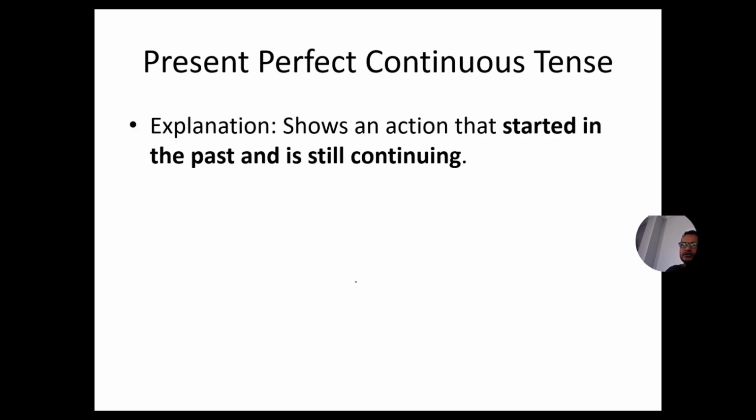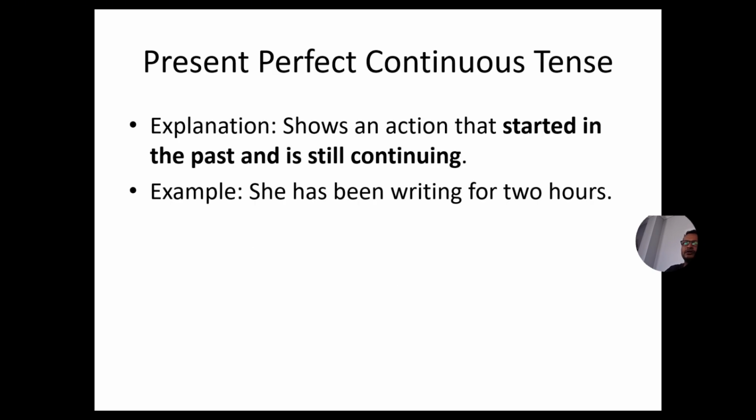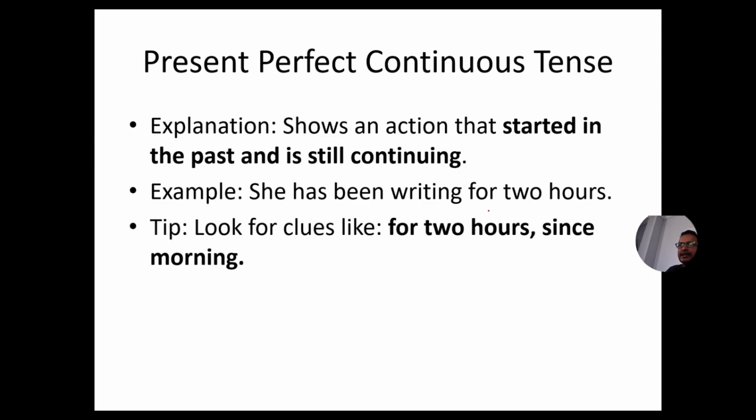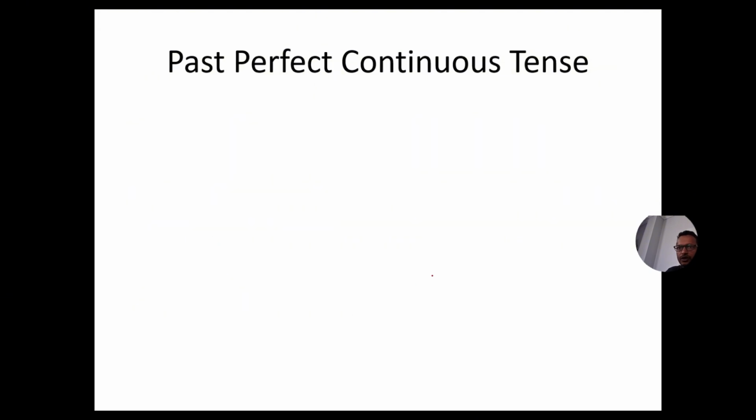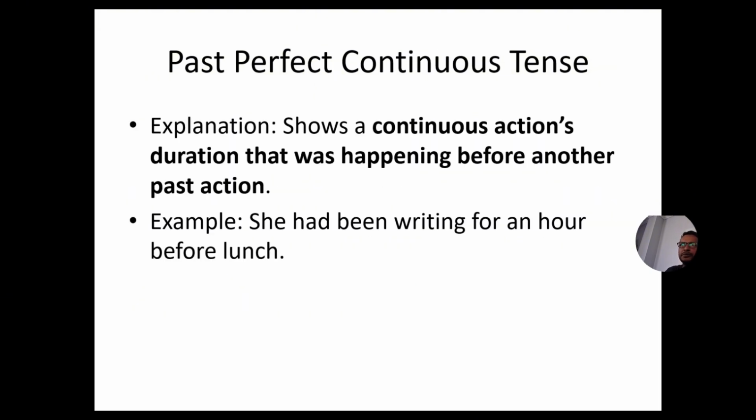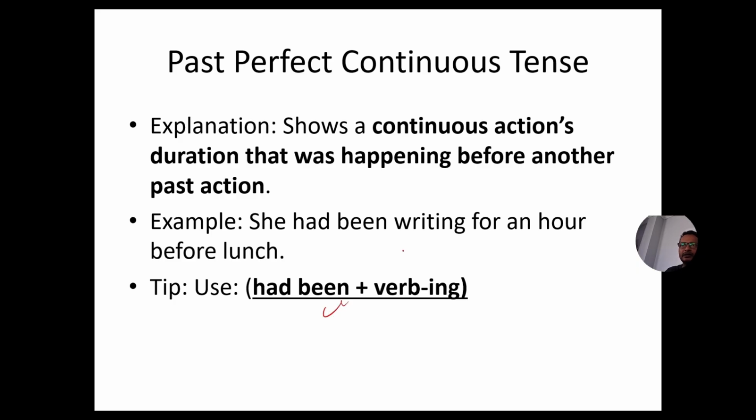Present perfect continuous tense shows an action that started in the past and is still continuing. For example, she has been writing for 2 hours. So she started writing 2 hours ago, and currently she is still writing. If you are trying to denote those kinds of actions, then you need to use the present perfect continuous tense: has been plus B3, with ing. So continuous, ing will come, and if it is present perfect, then it should be have been, has been, right? Past perfect continuous tense, again had been, same thing.